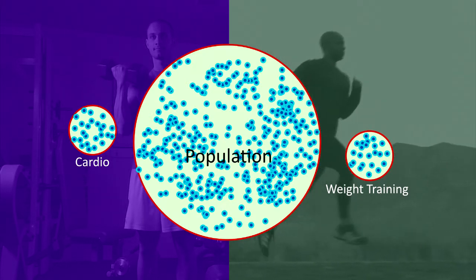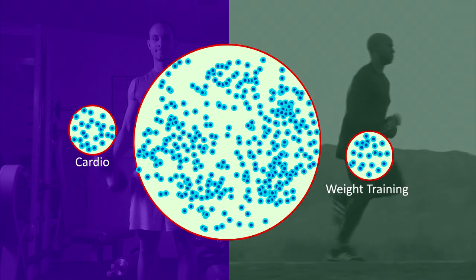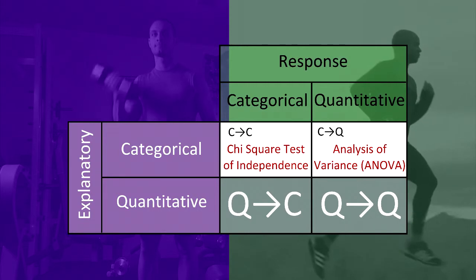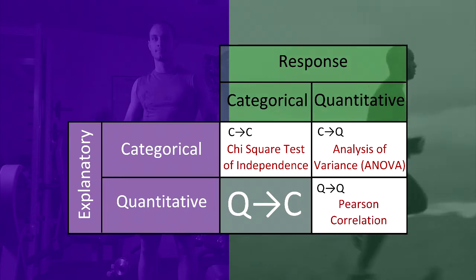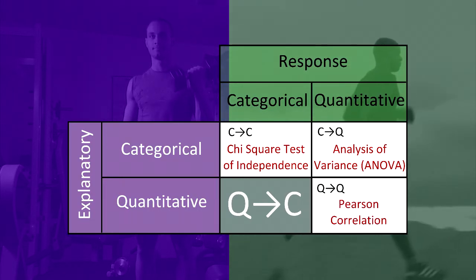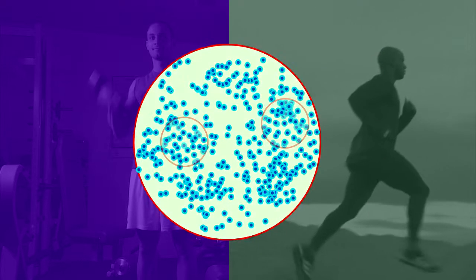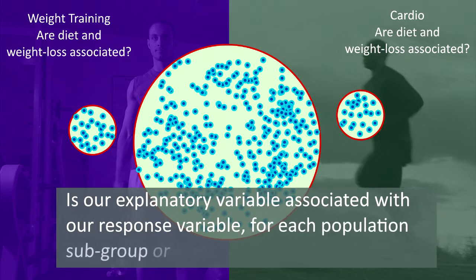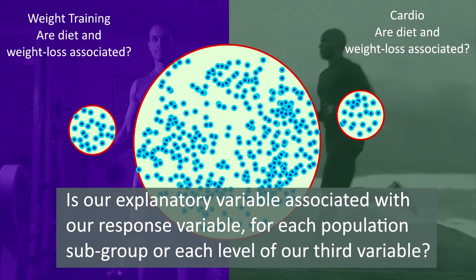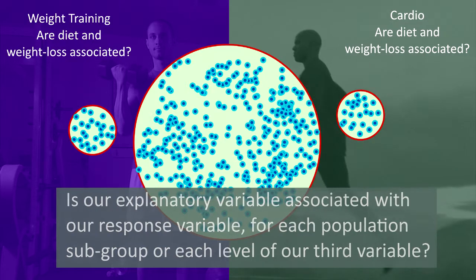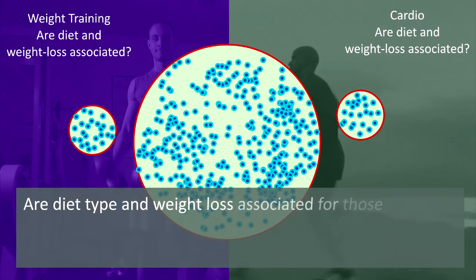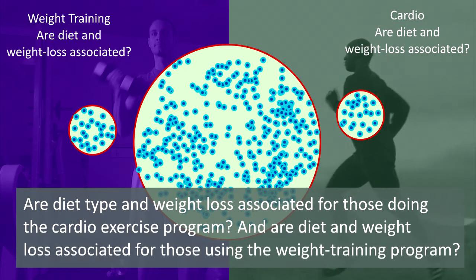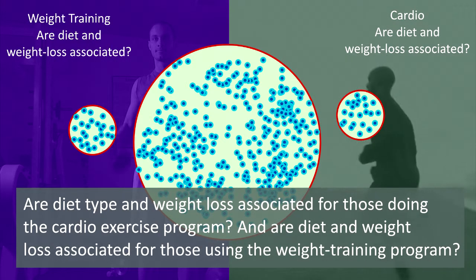Instead, we're going to take a less standard approach that can be consistently used across each of the inferential tools. That is ANOVA, chi-square, and Pearson correlation. In each of these contexts, we're actually going to be asking the question, is our explanatory variable associated with our response variable for each population subgroup or each level of our third variable? That is, are our diet type and weight loss associated for those doing the cardio exercise program, and are our diet and weight loss associated for those using the weight training program?